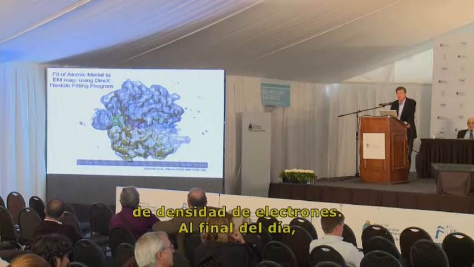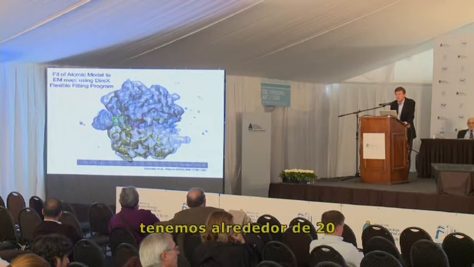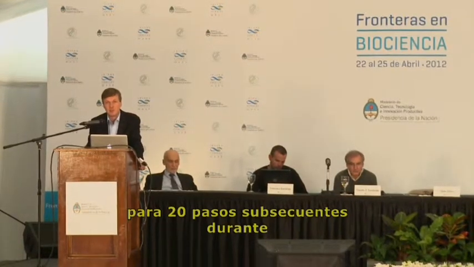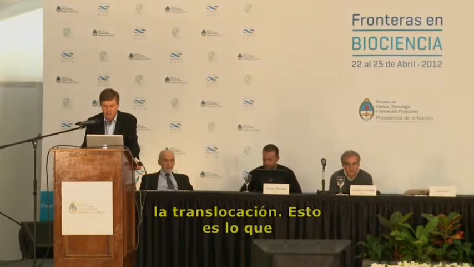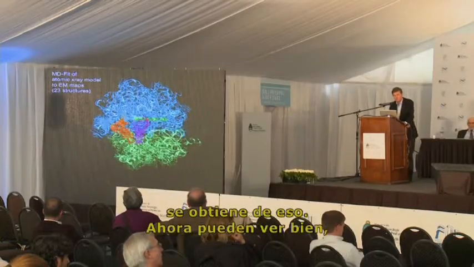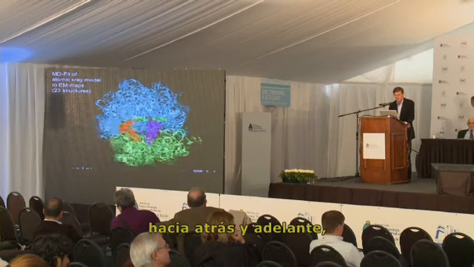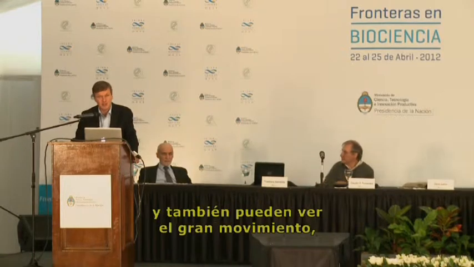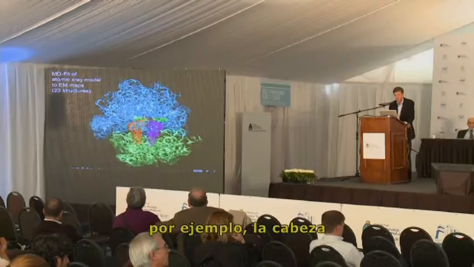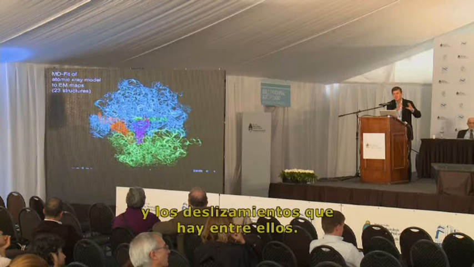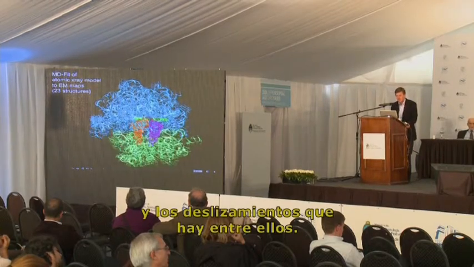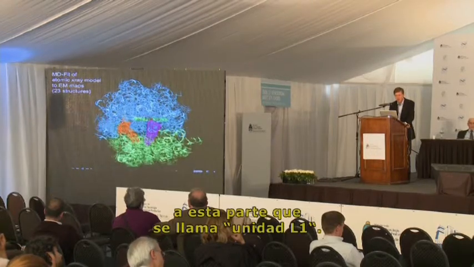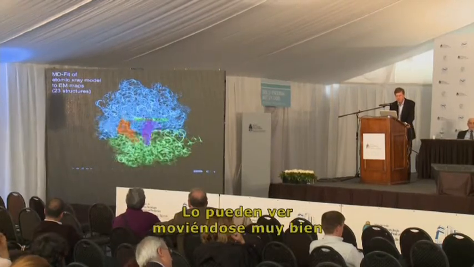So at the end of the day, we have like 20 near atomistic resolution structures for 20 subsequent steps during translocation. And this is what we get out from that. So you can nicely see here, playing back and forth, how the tRNAs go through the ribosome, and you can also see the huge motions, for example, the head and the 30S and 50S, how they swivel against each other. And I would just put your attention also to this part here, which is called the L1 stalk, which you see nicely co-moving with the tRNA.